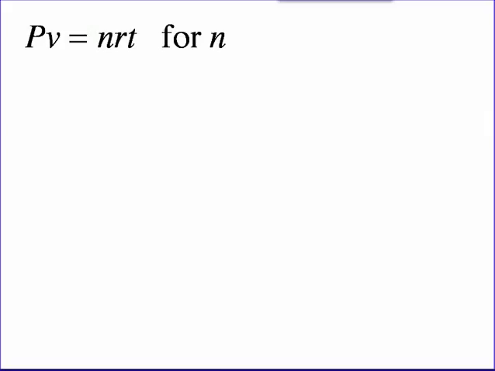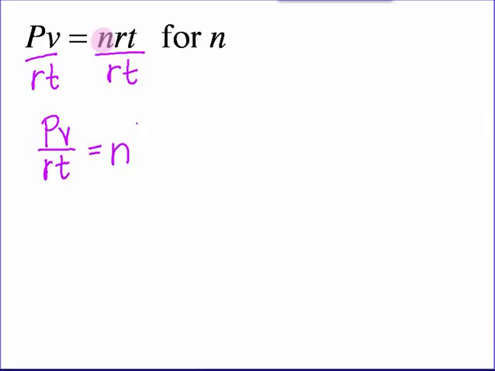Okay, PV equals nRT. We're going to solve that for n. So I want to get the n all alone. This actually you could get done in one step. You're going to get the n all alone, so what are you going to do? Divide by RT. So I know that PV, oh, that's a lowercase v, sorry. PV over RT equals n. There you go. That's it.